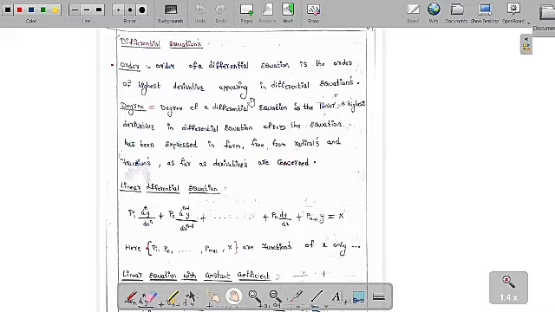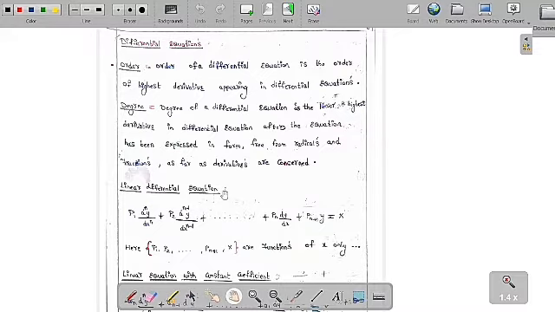Whereas the degree means the power of the highest order, which has to be free from fractions and be purely an integer. By using some simplification, we make it an integer, and the power of the highest order derivative is what we call the degree of a differential equation. Now we have learned about the order and the degree of a differential equation.